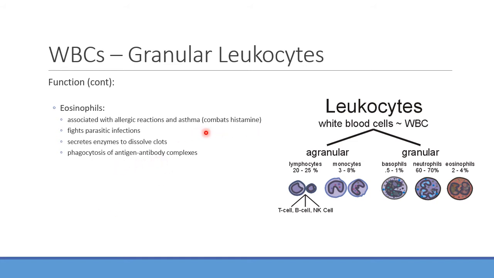You'll also see this in conjunction with asthma quite frequently. Eosinophils help combat histamine, with some mediators that can limit the effects of histamine, which is good. They will also help with phagocytosis when antigens are binding to an antibody complex, like on a parasite.